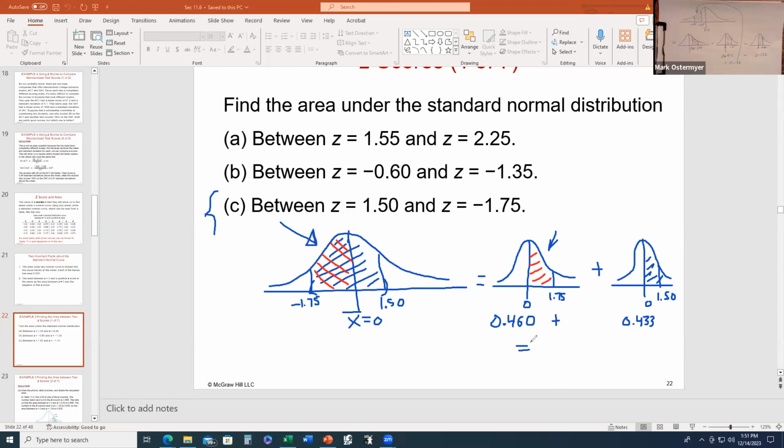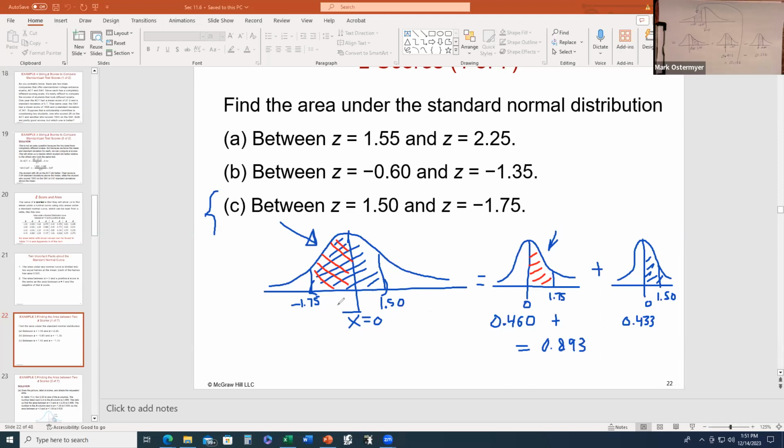I'm assuming those are correct until, I don't know. Let me know if anybody got anything different. Anyways, you add those together and you get 0.893. 0.893, therefore, would be the area between negative 1.75 and 1.50. That would be the area.